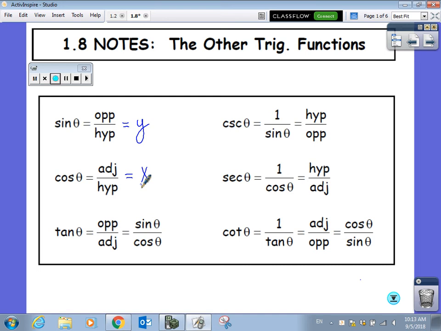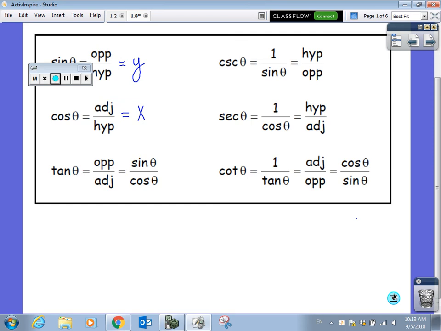Tangent, so this SOHCAHTOA is what you've known before. Opposite over adjacent, if it's not on the unit circle. If it is on the unit circle, we think of it in terms of sine and cosine. Tangent of an angle is equal to sine of an angle over cosine of an angle. Sine of an angle is equal to y. Cosine of an angle is equal to x.